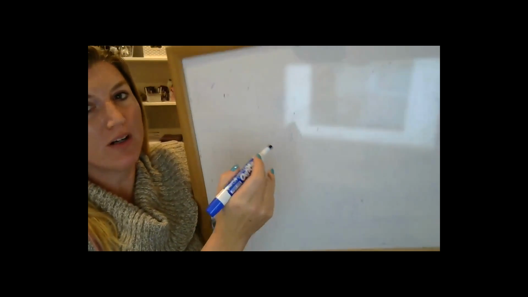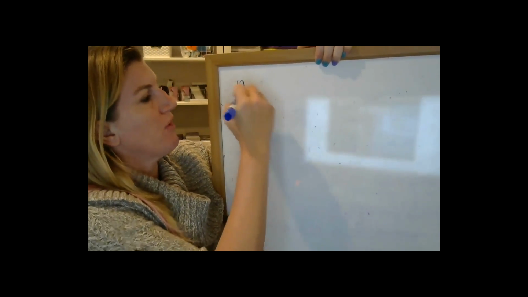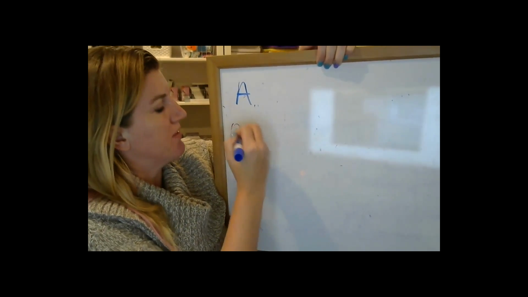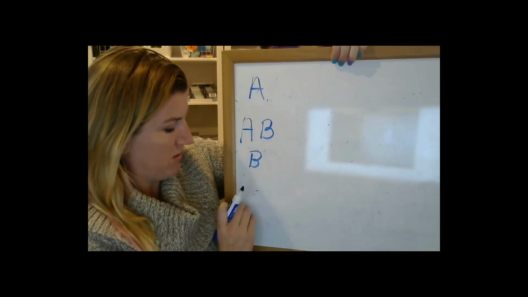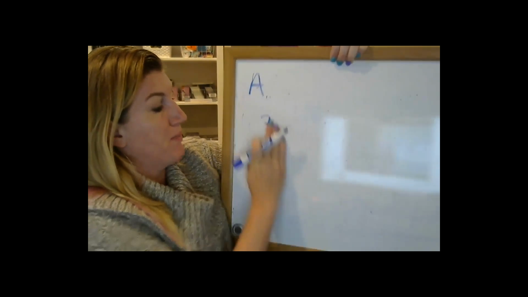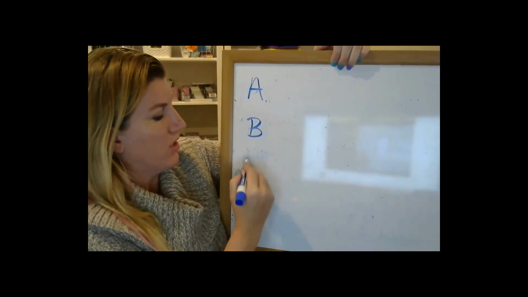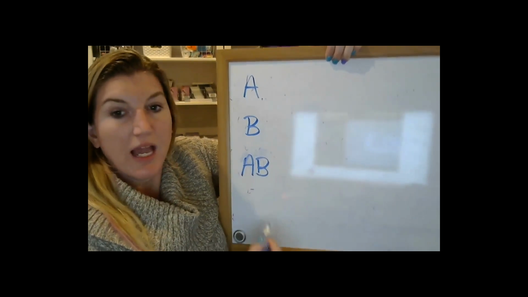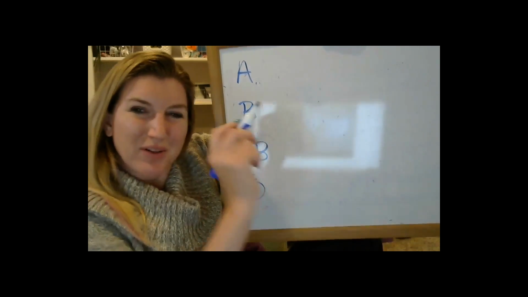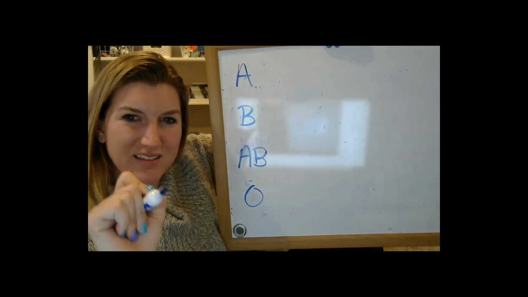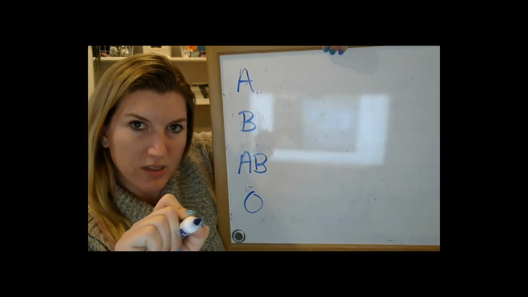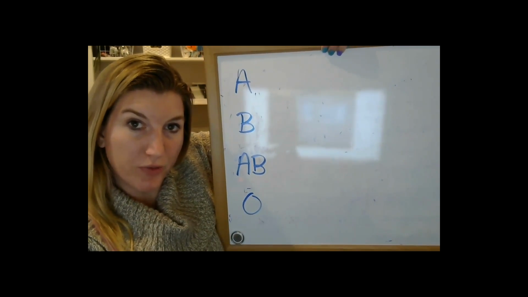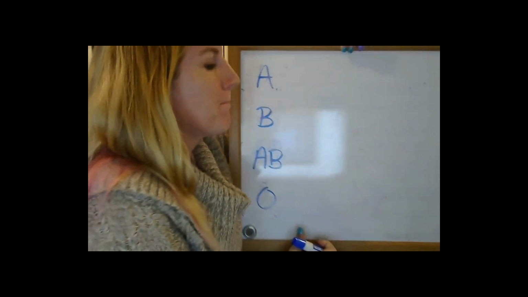There are 4 types of blood. So you have blood type A, you have blood type B, you have blood type AB, and you have blood type O. Now, when I look at this, I see a reflection, so I don't know if you're going to see this backwards or not. Hopefully you don't.